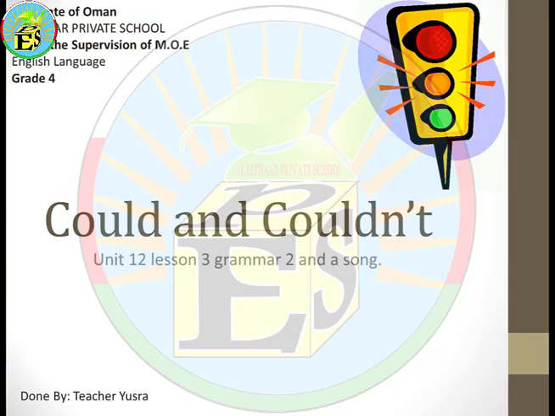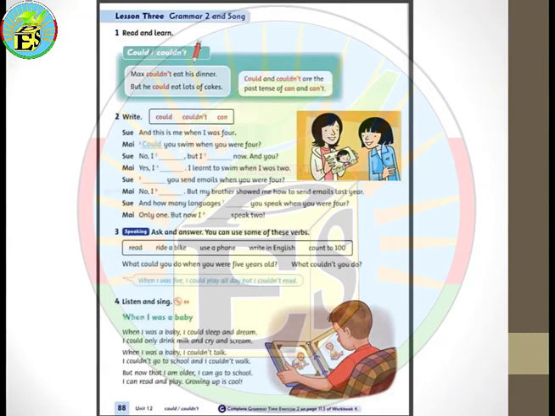Today we will learn a new grammar rule, which is could and couldn't. Last time we learned about should and shouldn't. We're still in unit number 12, lesson 3 grammar, and a song. I would like you to open your student's book on this page. And before we start with any of the tasks, we're going to learn the rule.